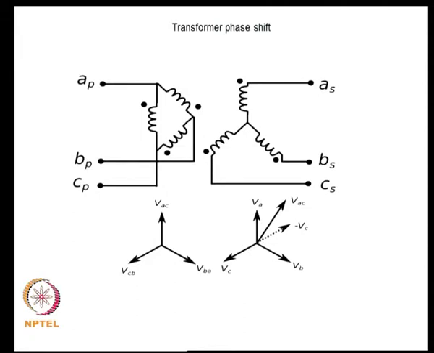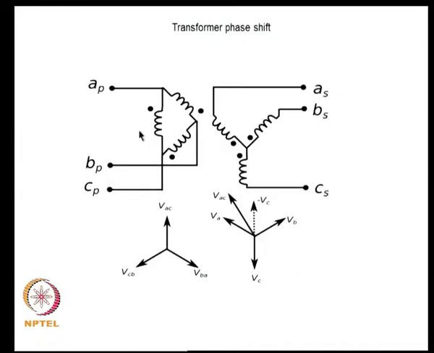If you look at a delta Y transformer, which is shown in this figure, your primary is connected in delta, and if you look at the windings, winding 1 is connected between phase A and C, winding 2 is between B and A, and winding 3 between B and C.